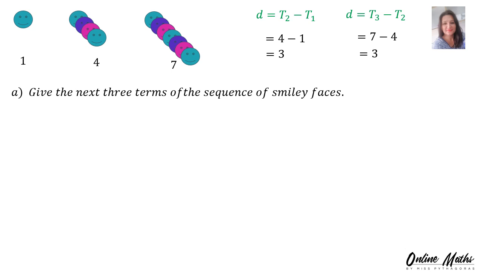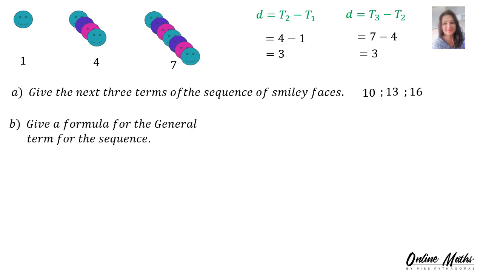Now, for a linear sequence, how do we get to the next term? We add the constant difference, which in this case is 3. Therefore, the next term, 7 plus 3 is 10. And then the next one, plus 3 is 13. And the next term, plus 3 is 16.